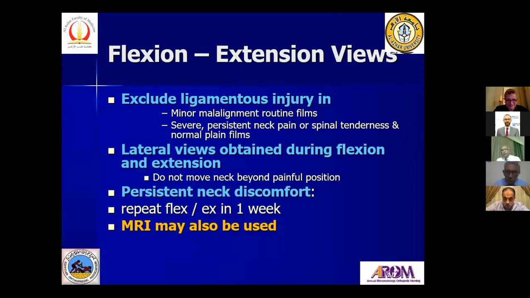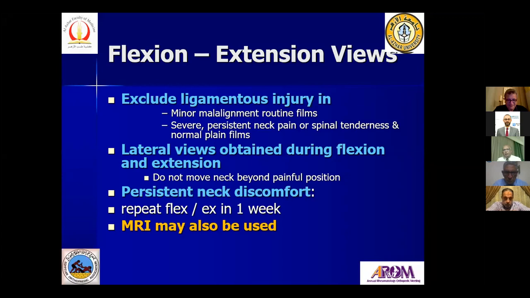So the flexion extension film: do we need to do a flexion extension film for every patient? This film is always needed to exclude ligament injury in minor malalignment on the routine film. If you did the routine film and found malalignment, you can do a flexion extension film. Severe or persistent neck pain or spinal tenderness with a normal plain film: if the patient comes back after a while and you still find persistent and severe neck pain, you have to do a flexion extension film yourself.